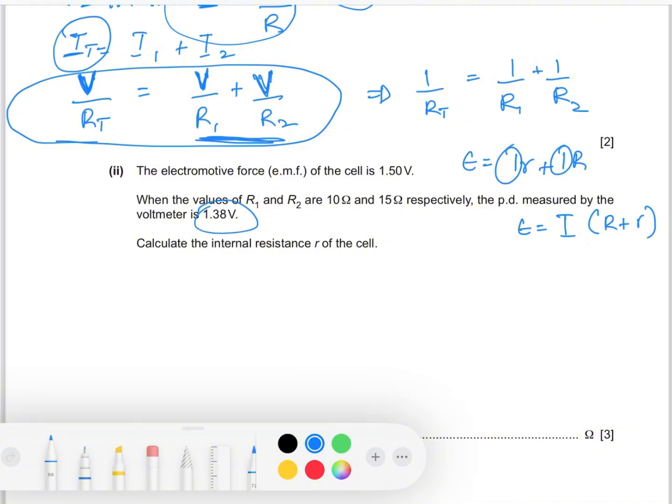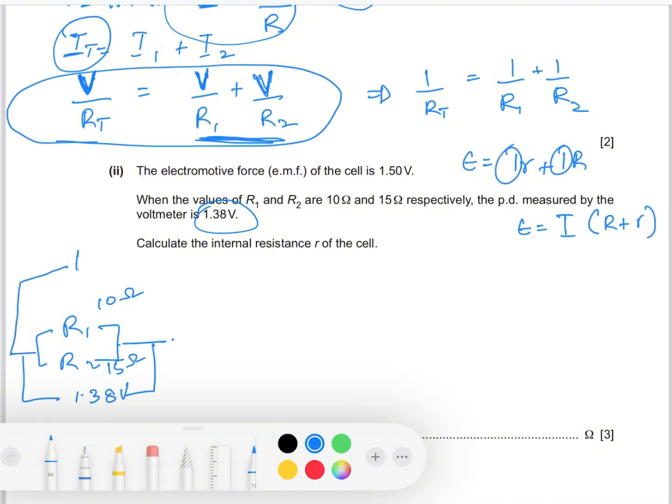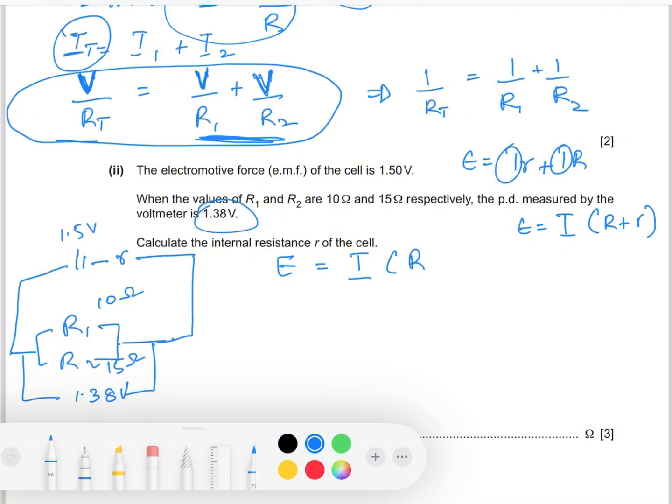Okay, so we have R1 and R2 connected in parallel, and the voltage across them is measured as 1.38 volt. R1 is 10 ohms and R2 is 15 ohms. They are connected to a cell of 1.5 volt, and the value of internal resistance is unknown. Calculate the internal resistance of the cell. So I'll continue using this formula where EMF is equal to the common current multiplied by the sum of the resistance of the circuit plus internal resistance. We're supposed to find this value over here.